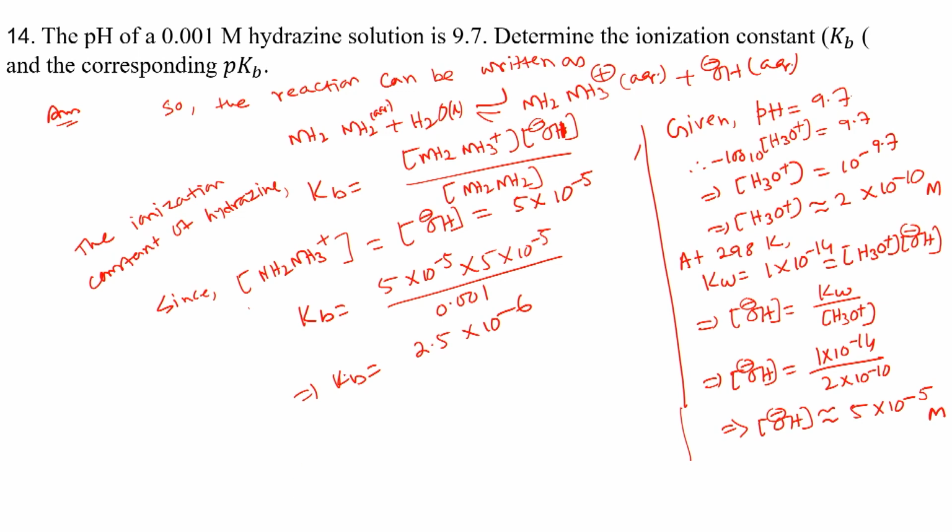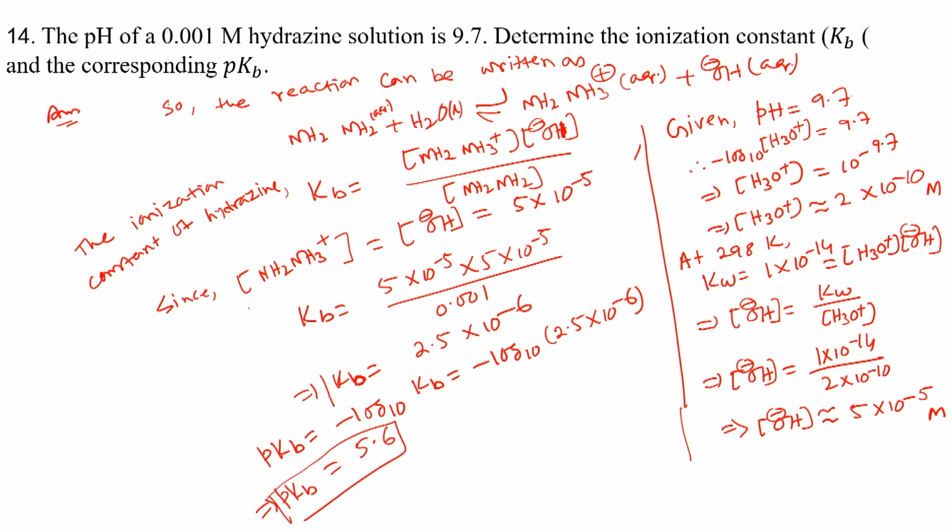We need to calculate pKb also. So pKb is minus log base 10 of Kb. So we get minus log base 10 of 2.5 times 10 raised to the minus 6. If we do it, we get the pKb value of 5.6. Okay, so this is the value of pKb, and this is the value of Kb of hydrazine.